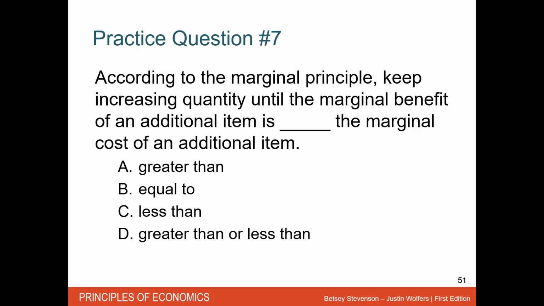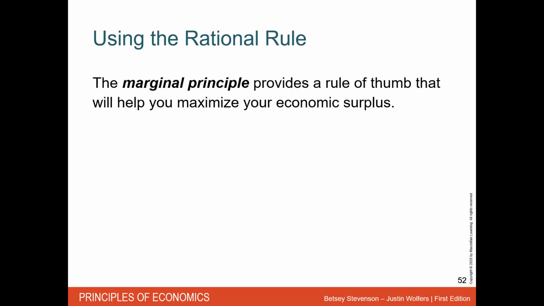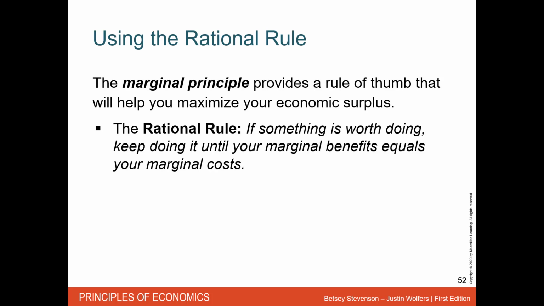We just learned that we should keep increasing quantity until the marginal benefit of an additional item is equal to the marginal cost of an additional item. The marginal principle provides a guide that we can follow so that we can maximize our economic surplus. To maximize economic surplus, we should use the rational rule. The rational rule states that we should continue to do whatever we are doing until marginal benefit is equal to the marginal cost. The rational rule will lead us to make good decisions that maximize our profits.